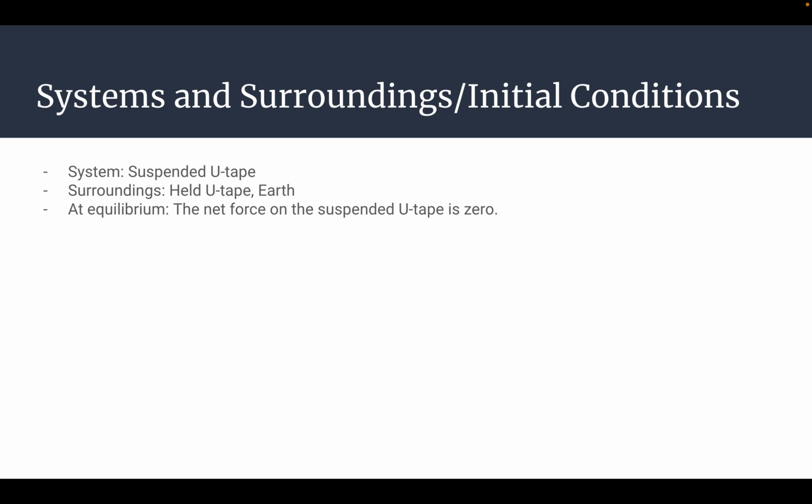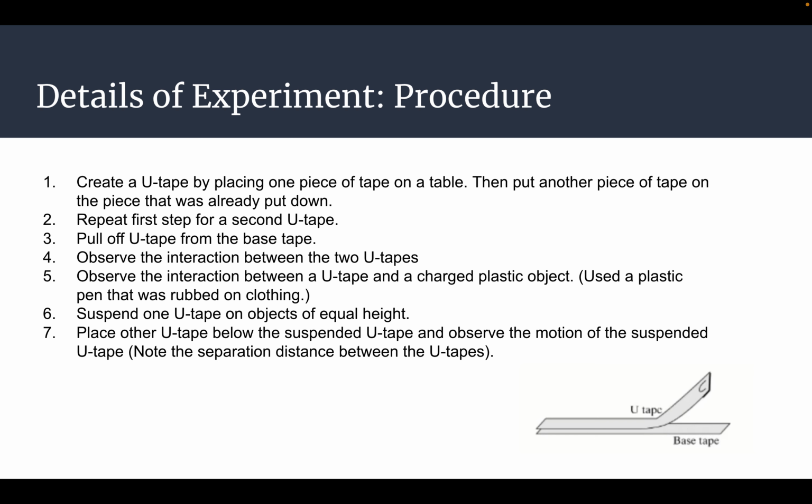The system is a suspended U-tape. The surroundings would be the held U-tape and Earth. Then at equilibrium, the net force on the suspended U-tape is 0. Here are the procedures of how the U-tapes were prepared and how one U-tape was suspended by the other U-tape.